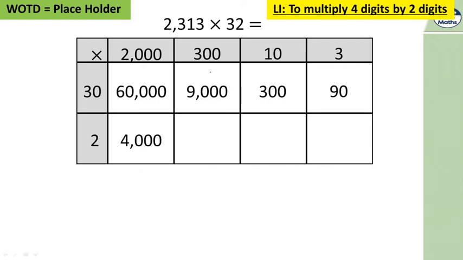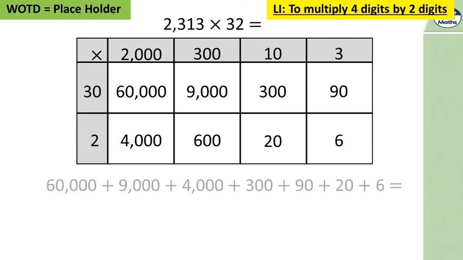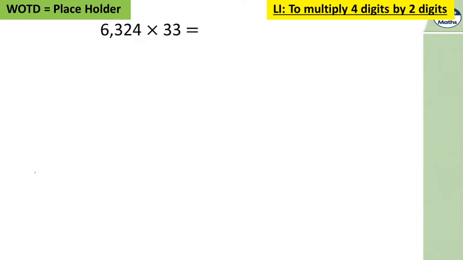2 times 2,000 is 4,000. 2 times 300 is 600. 2 times 10 is 20. And 2 times 3 is 6. Then you have to add all of those together and you get exactly the same answer. So if you like doing the grid method, which is like the area method, just without the base 10 pictures, you can, of course, use this method. You will end up with a lot of adding at the end though. So if you prefer that one, give that one a try.